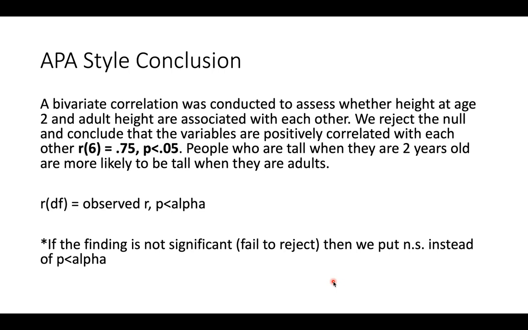We provide our statistical statement, R, which is our test statistic, our correlation coefficient. And in parentheses, we put n-1, or as we've called it, our degrees of freedom. So R, degrees of freedom, equals our observed R, the calculated R, and P was less than alpha. Don't forget, if we are not significant, then we don't say P is less than alpha. We say NS instead.